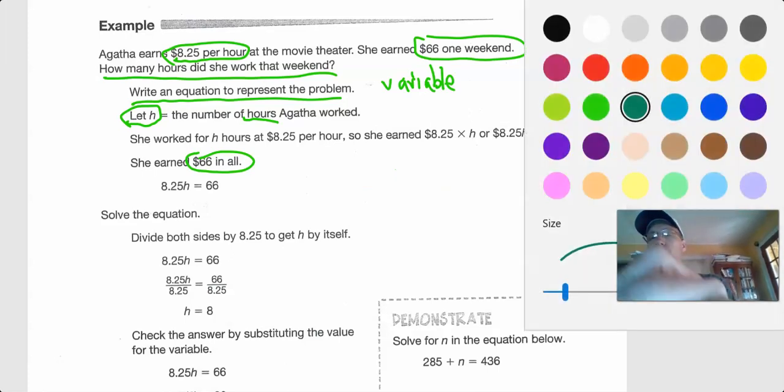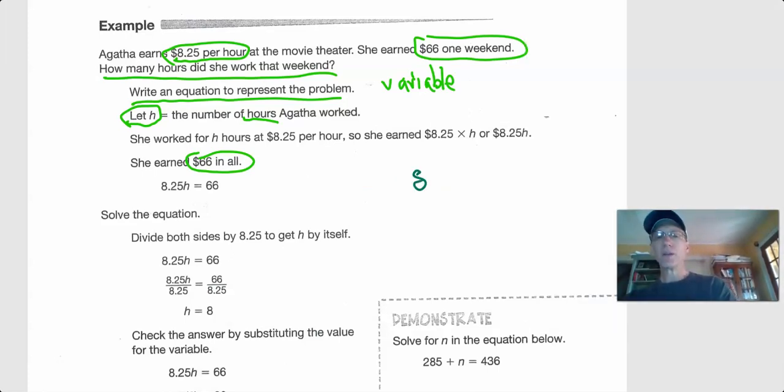Remember we talked about those three things we're going to use. So here we go. We have 8.25 times h, and instead of the times sign we can just put h, because that means to multiply. When you put that together, it equals 66.